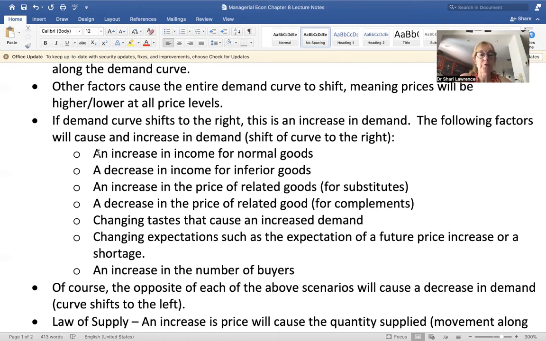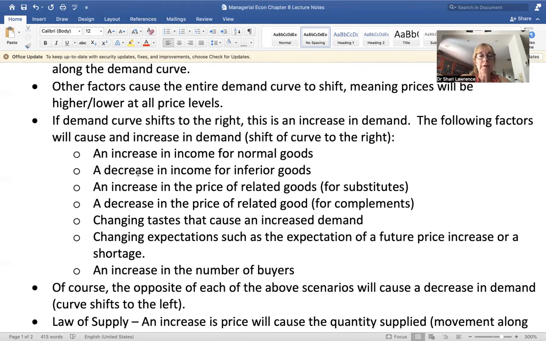So if we have an increase in income, think about COVID. Think about people getting all that stimulus money. A lot of people had increases in income, and demand went way up for a lot of stuff. And that's why we've got inflation now, one of the reasons. So anyway, if your income increases, your demand is going to increase for normal goods. And normal goods are goods that you want, and you're going to buy more of when you have more money.